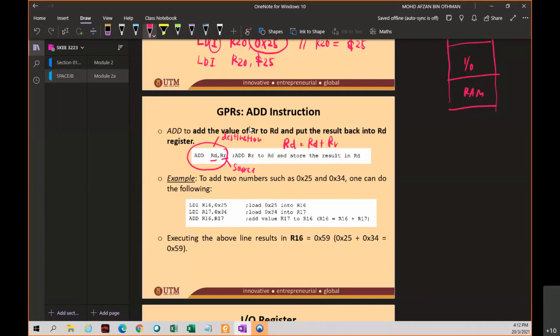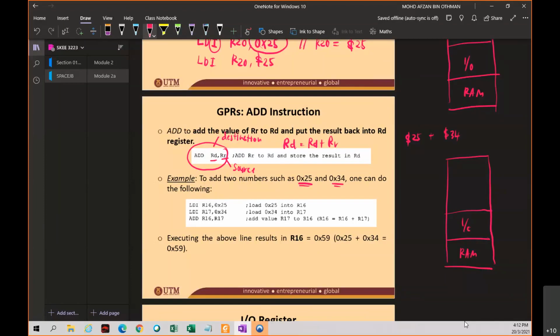Okay, contohlah, you're going to add two numbers, 25 and 34. Macam mana kita nak buat? Okay, so again, saya lukis dulu. Saya punya data memory. So IO and it is RAM. Okay, saya nak tambah dua nombor ni. These two numbers are outside numbers. Okay, nombor ni tak ada lagi dalam kita punya register.